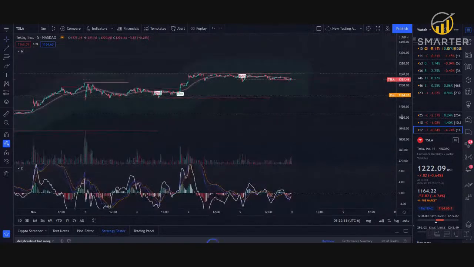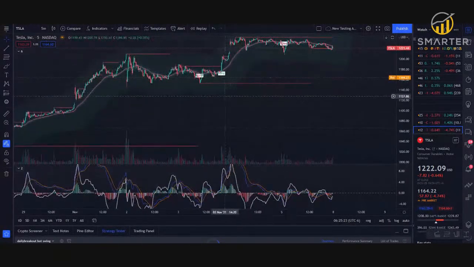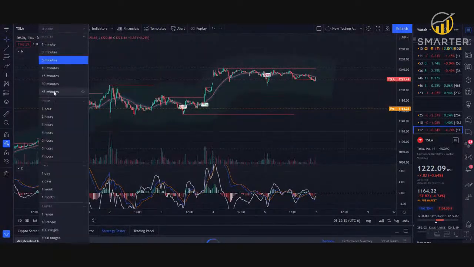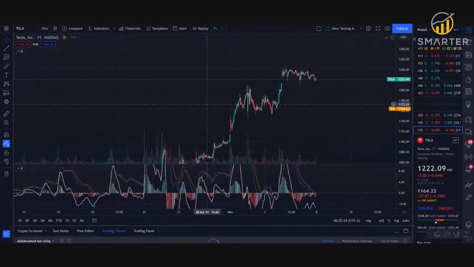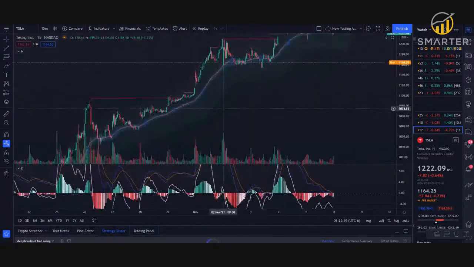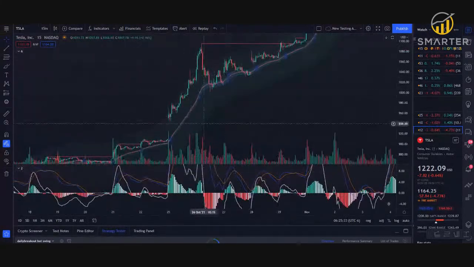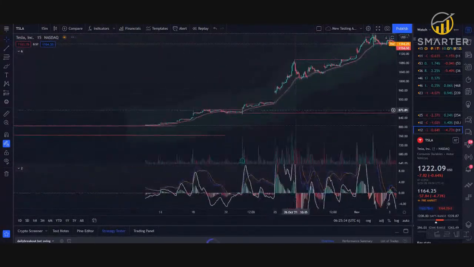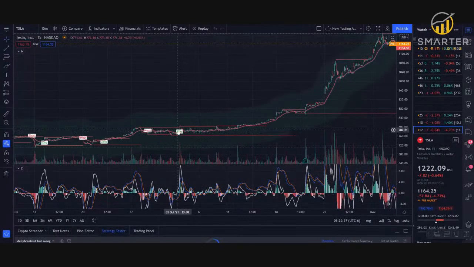Okay, so that's the 5-minute chart, guys. Let's look at the 15-minute chart real quick here. A 15-minute chart is not going to give as many signals. Let's see if it's giving any signals here at all. Yeah, it had a long here.